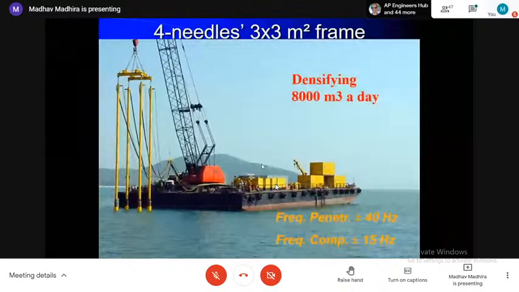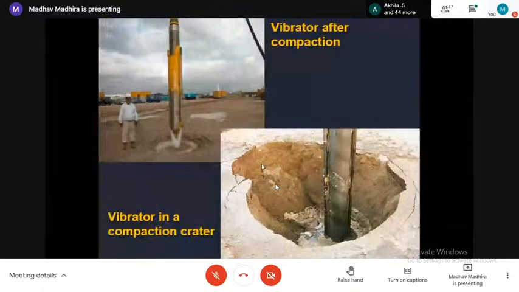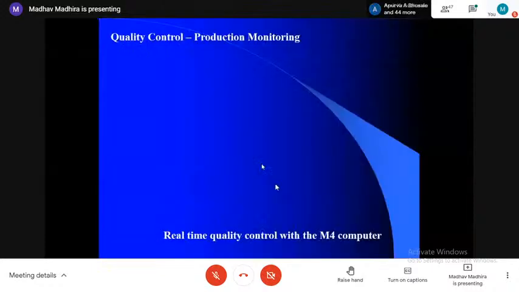When you want to push the vibrator into the ground, you need to vibrate at 40 hertz, whereas for compaction, you need a somewhat smaller frequency of 15 hertz. And this is what happens at the jet. You get a crater and it goes very easily into the ground.